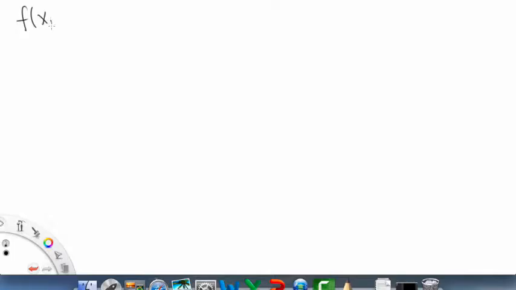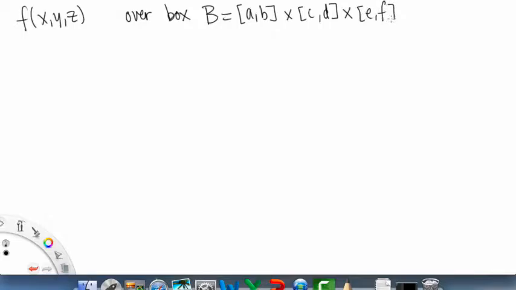Okay, so we have our f of x, y, and z, and we're going to integrate it. With the double integral, the simplest domain was a rectangle, right? Something with straight edges and simple intervals for our x and y. So in 3 dimensions, we're going to do a similar thing to start off with, and what we're going to do is integrate over a box. Okay, so we're going to integrate over box capital B, which is determined by a to b times c to d, and this is just the notation for an interval, times e to f. Okay, so this here corresponds to x, this here corresponds to y, and this corresponds to z.